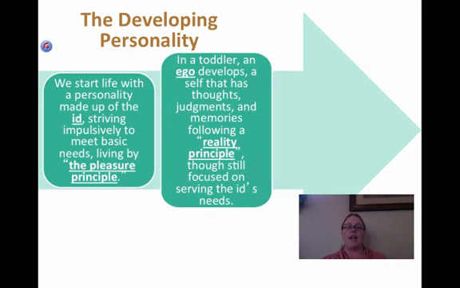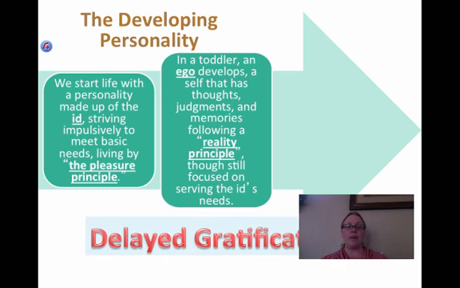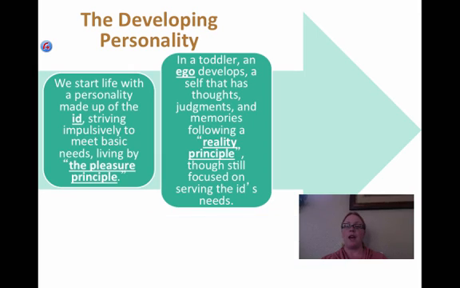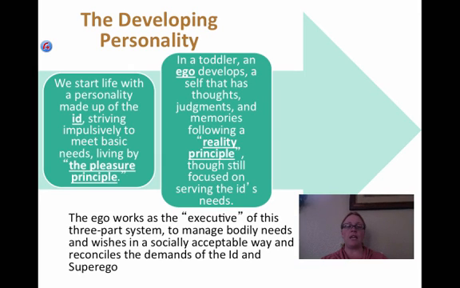Now, in toddlerhood, we begin to develop an ego, a self that has thoughts, judgments, and memories, following what we call a reality principle, though it's still focused basically on serving the id's needs. It's just a little more realistic: okay, if I don't eat right at this moment, I'm not going to starve to death, so I can wait a few minutes. But that's still only a few minutes, not a long time. So he said then we start to learn delayed gratification. Then the ego works as the executive of the three-part system to manage bodily needs and wishes in a socially acceptable way and reconciles the demands of the id and the superego.